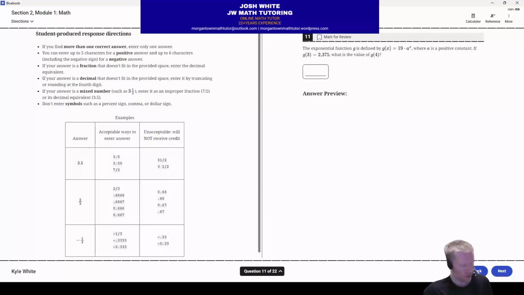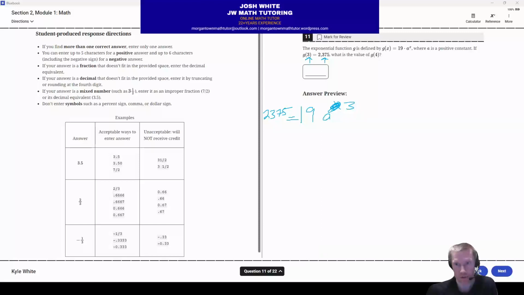All right, now for this problem, they give you an exponential function and they give you a point that lies on that function. They want to know what then the value of the function at another x value is. So multiple ways you could do this. First way is to basically just go ahead. So we've got 19 a to the x and plug in these values. So for x, we're going to be plugging in 3. And for this value, we're going to be plugging in 2375.